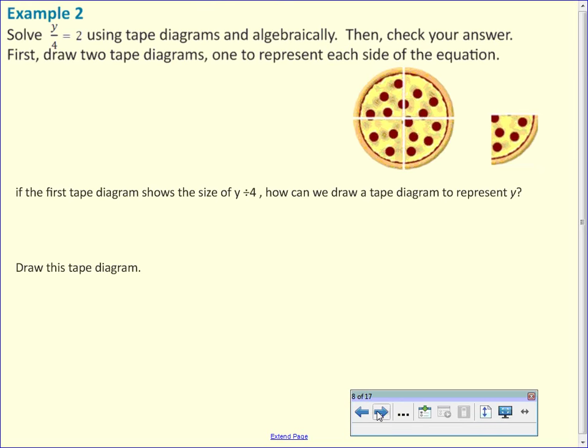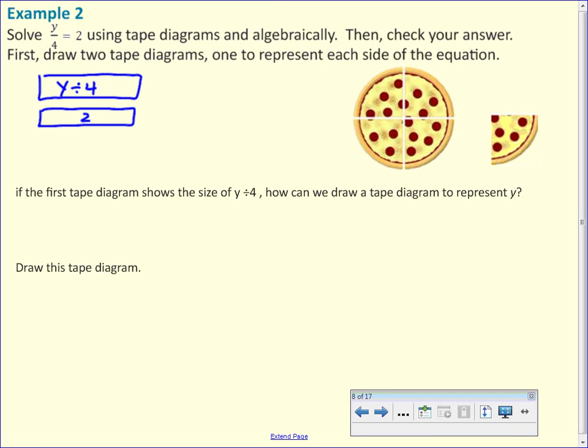Let's try one with division now. Okay? Solve y divided by 4 equals 2 using tape diagrams and algebraically. Then check your answer. So first, let's draw 2 tape diagrams to represent each side of the equation. So what do we know from this? We know that y divided by 4 equals 2. Draw that in your notes.